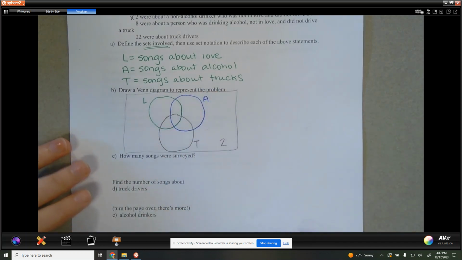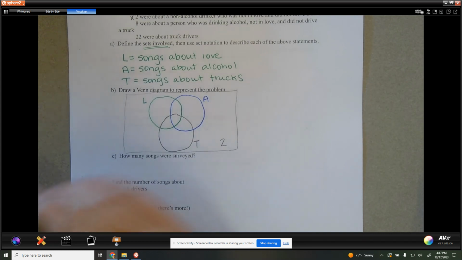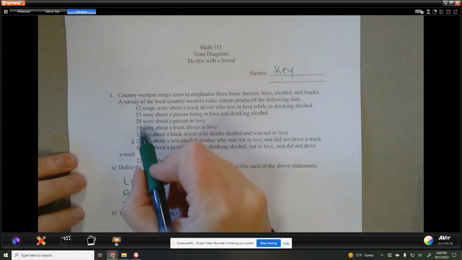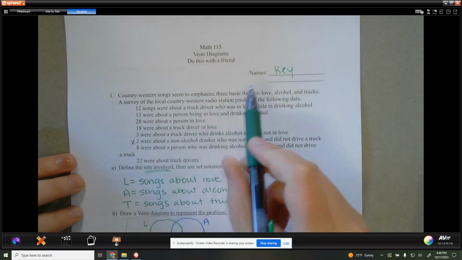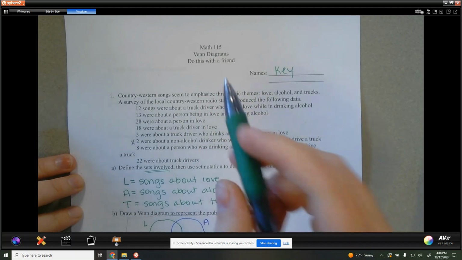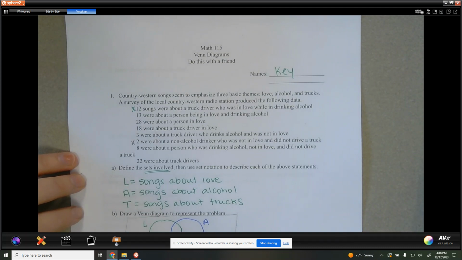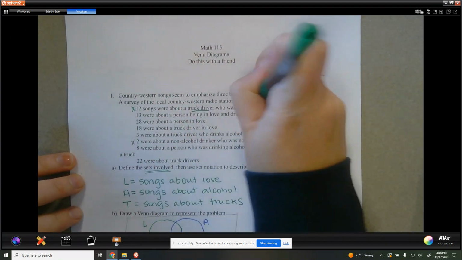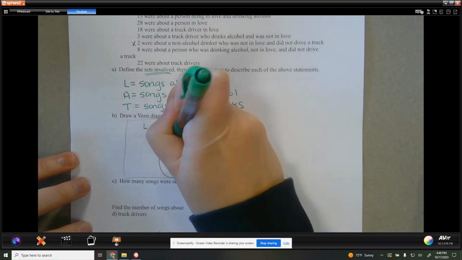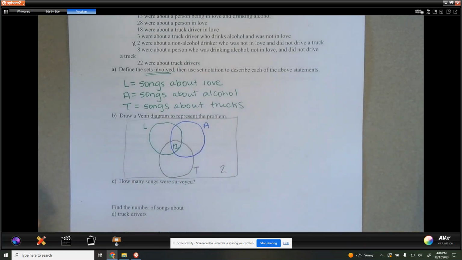So we need to find the one that talks about all 3, what's true for all 3. So I got to read through. Songs about a truck driver who drinks alcohol and was not in love. We'll wait on that. Drinking alcohol, not in love. Nope, not that one. Truck drivers. Okay, so this one, 13. The songs that were a person being in love, and wait, not that one. Person with a truck driver who was in love while drinking alcohol. This one, first one, is about all 3. So that 12 has the truck drivers, has the ones in love, and alcohol. So that talks about all 3 for those 12. So that's going to go right in the middle, right in the center.